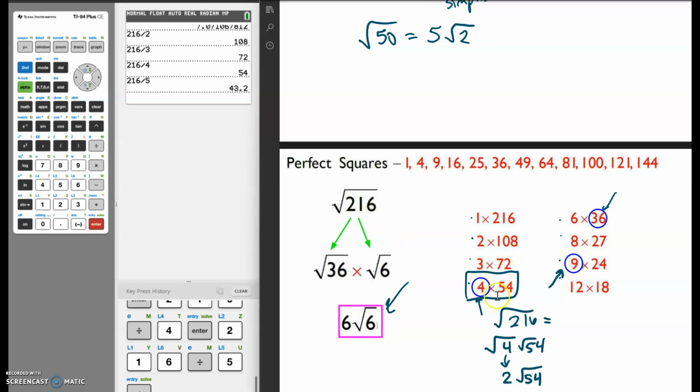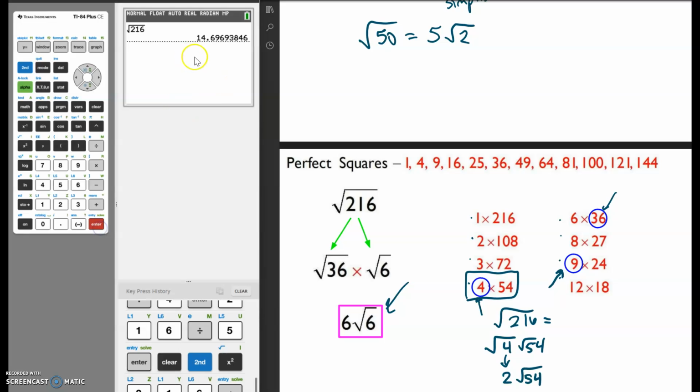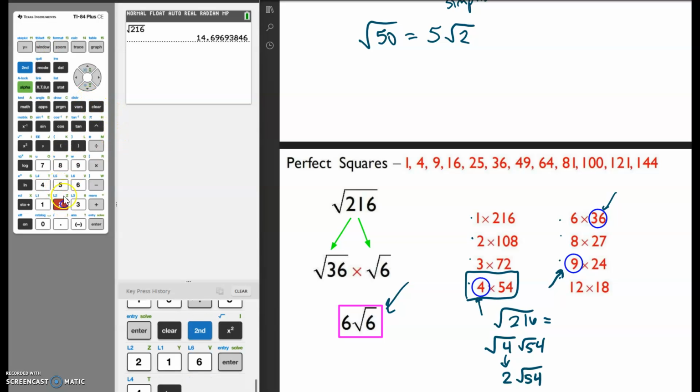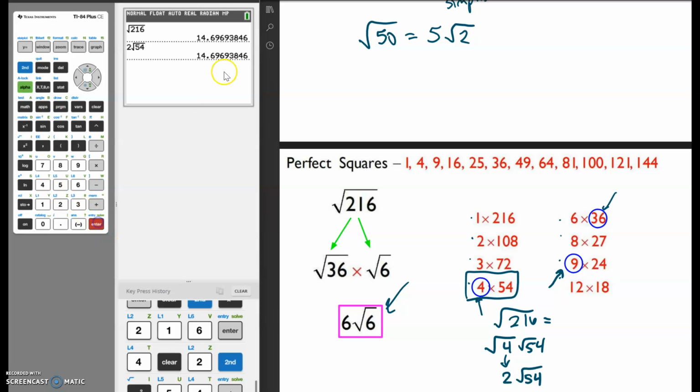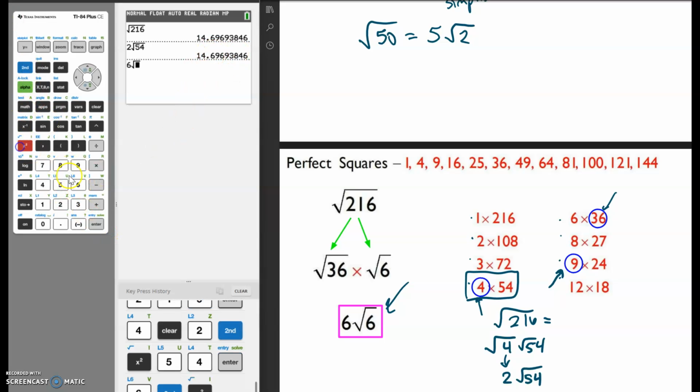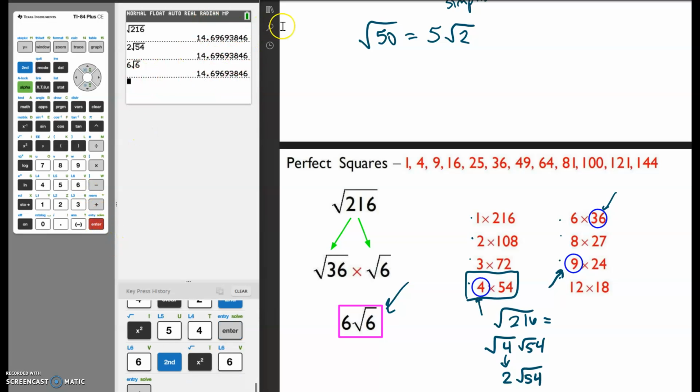So why does using this perfect square of 4 not give us the answer that's boxed over here? If you take a look at my calculator screen again, here's something to notice. The square root of 216 gives us 14.696938. If I do 2 times the square root of 54, you'll notice it's identical. But you'll also notice that if I do 6 times the square root of 6, all 3 of these are the same. All 3 of these things are equal. But here's the problem. Only one of them is the most simplified. Six times the square root of 6 is the most simplified.